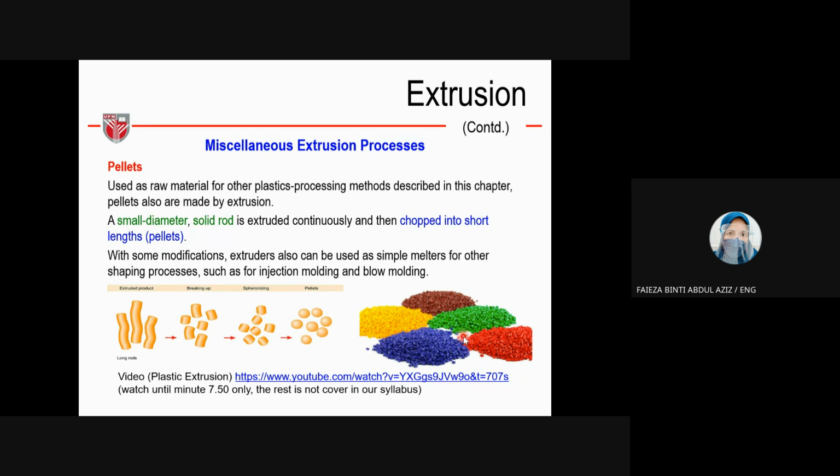Next, to show you the pellets. The pellets are used as raw material for other plastic processing methods described in this chapter. Pellets are also made by extrusion. A small diameter solid rod is extruded continuously and then chopped into short lengths. We call it pellets. With some modification, extruders can also be used as simple melters for other shaping processes, such as injection molding and blow molding. We will discuss the details of injection molding and blow molding later.